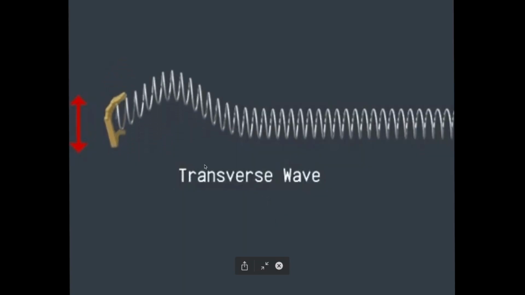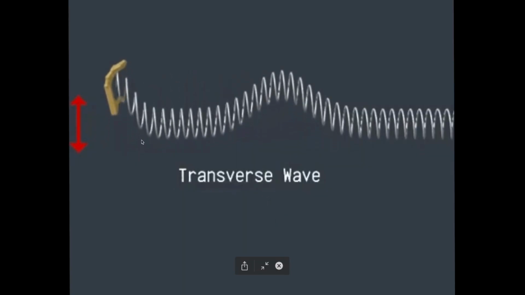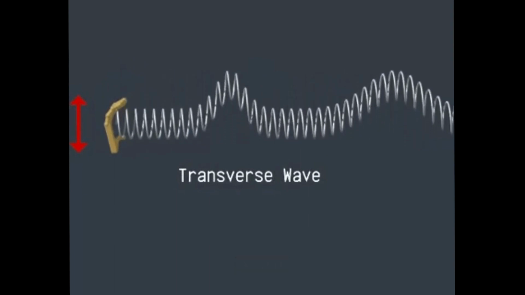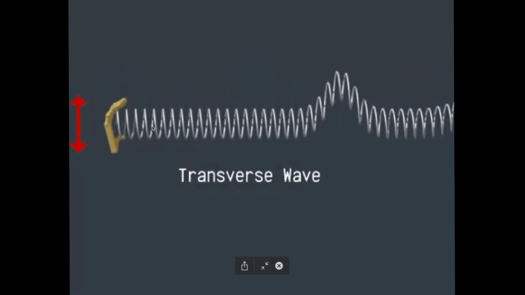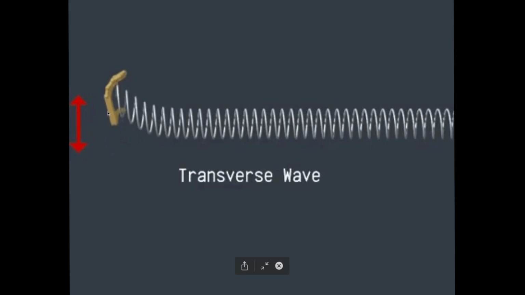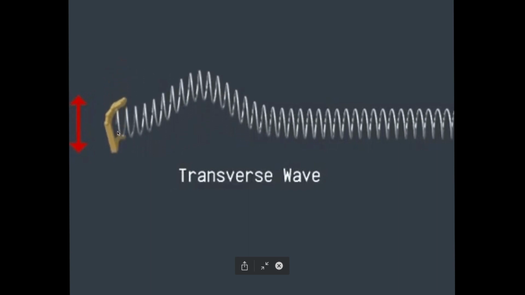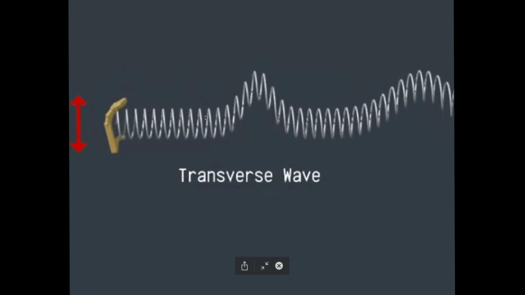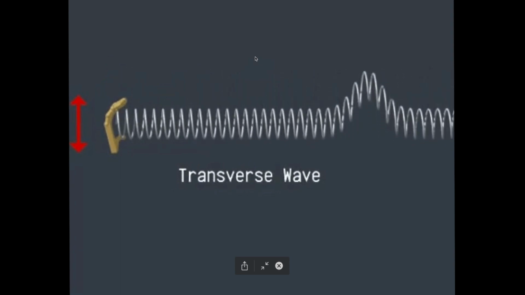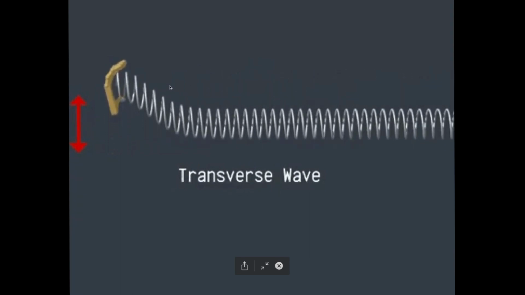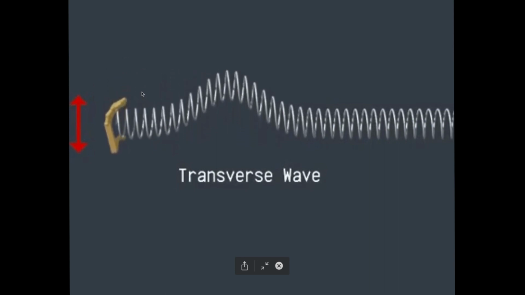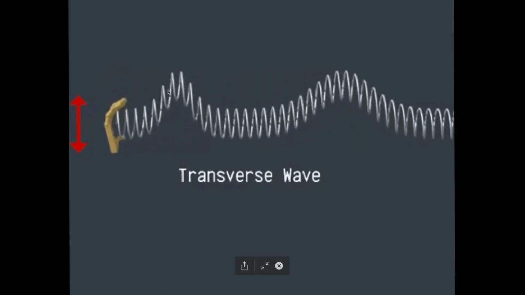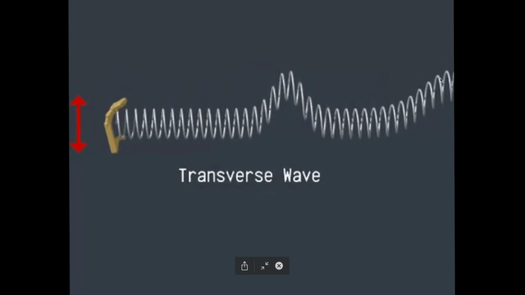Here we have an example of a transverse wave being created with a slinky. Once again, as we can see, the hand on the left is moving the slinky up and down. And we can see that the coils, one after the other, move up and down while the wave, meaning the energy, is being transferred from left to right.